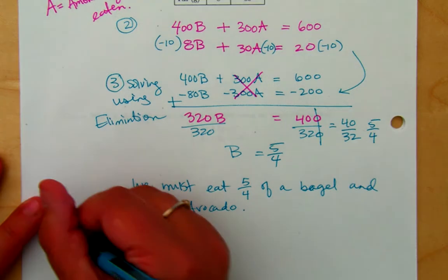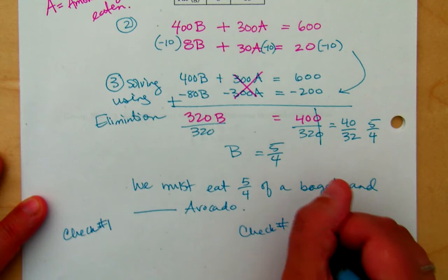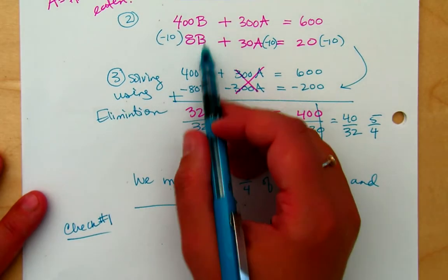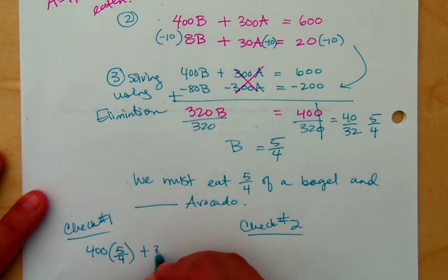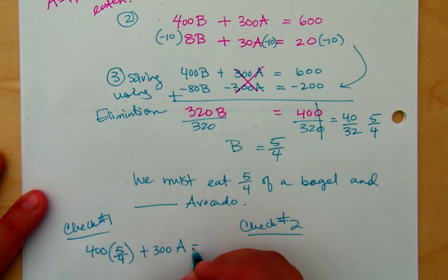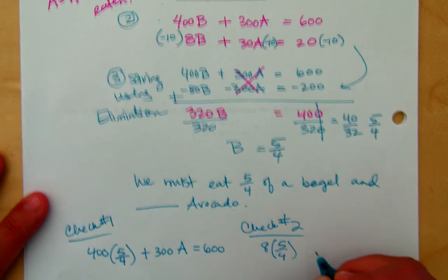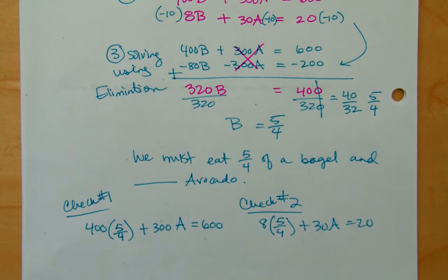Plug it in. So we could have our check number 1 and our check number 2. Now I'm just setting it up so that I know I have to do both, right? I'm going to plug in 5/4 for my bagel. 400 times 5/4, because that was the bagel, plus 300A equals 600. And I'm going to do it in the other one too. 8 times 5/4 plus 30A equals 20. Let's see if we get the same A out of these.